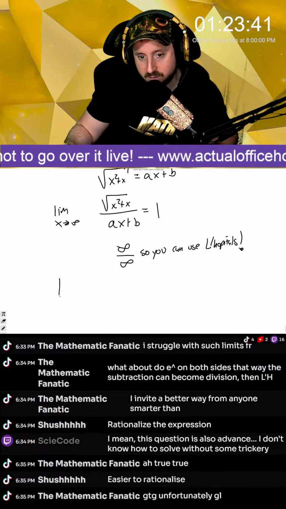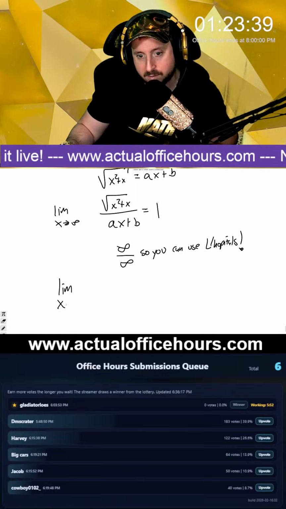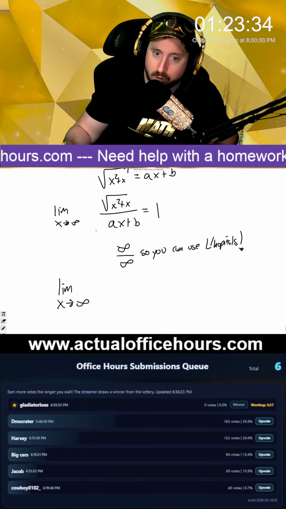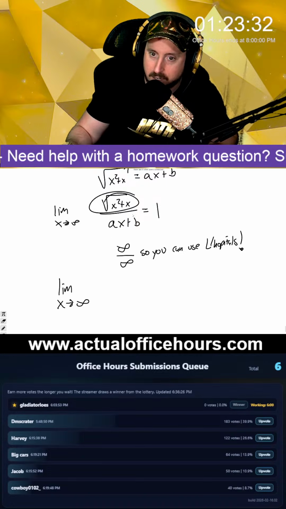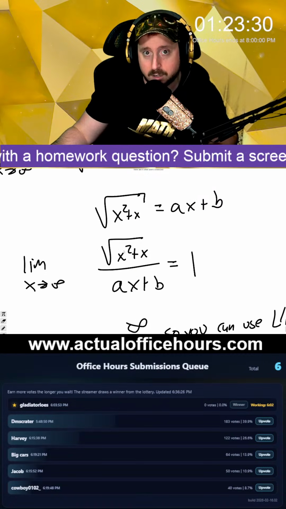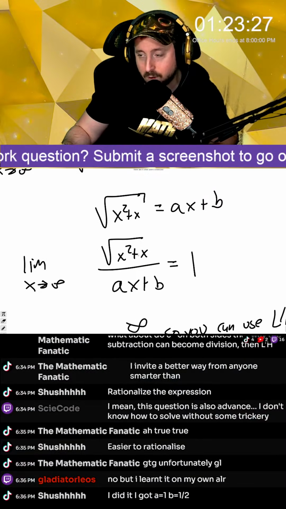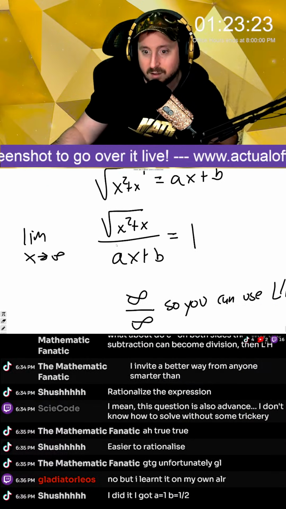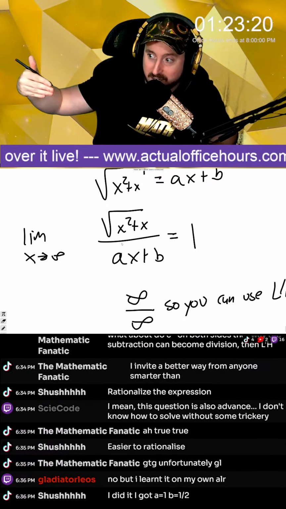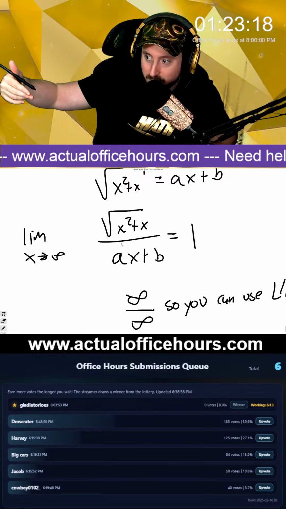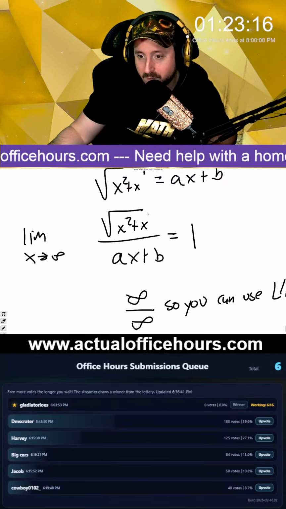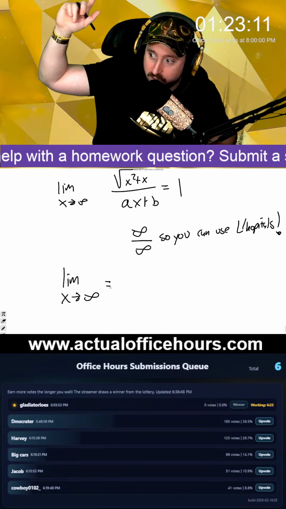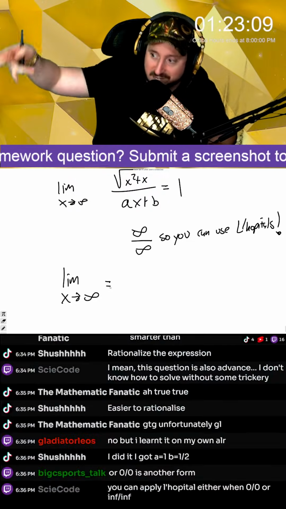So what that says is we're going to take the limit as... Oh, you learned something on your own. Okay, cool. Well, here's the rule. If you take the limit of something and you get infinity over infinity, the reason we get infinity over infinity is that infinity squared plus infinity is infinity, and then the square root of infinity is still infinity. And then on the bottom, you have a times infinity plus b. This is also going to be infinity. So you get infinity over infinity. When you have infinity over infinity, you're allowed to take the derivative of the top and the bottom and then do the limit again and see what you get.